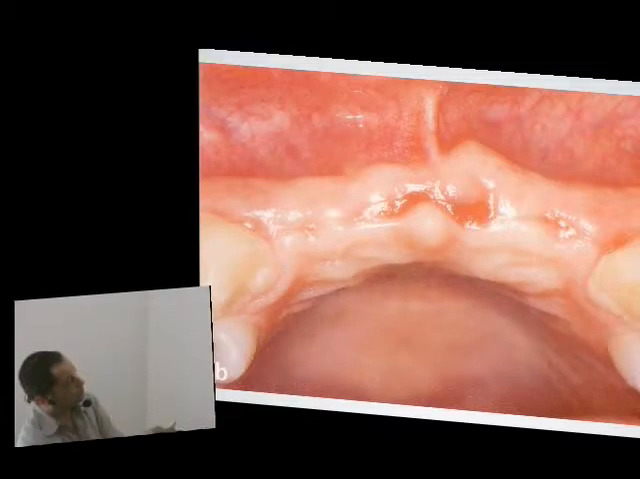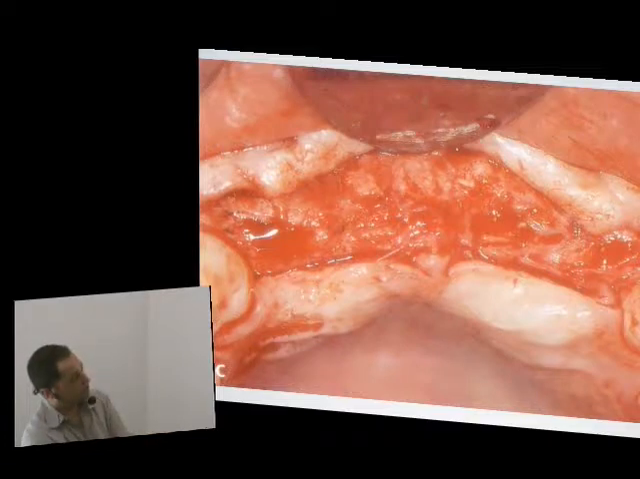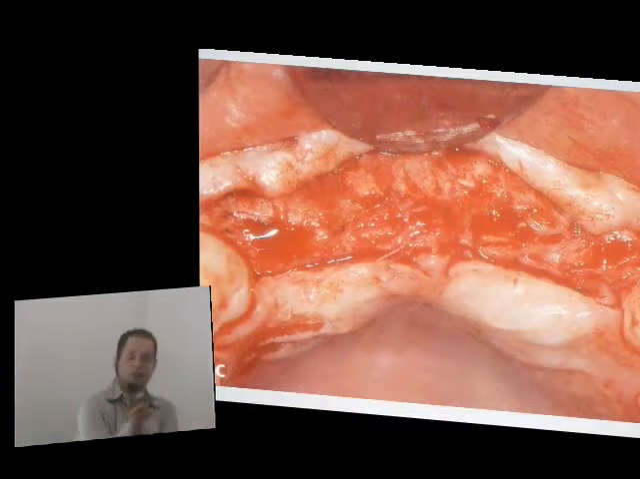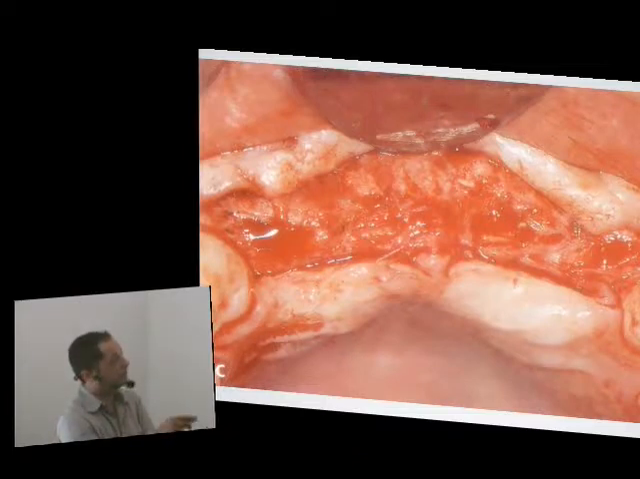When we open up, you can't really see the difference, but I prefer this kind of cut. Just a crestal cut. I don't like to do a relieving incision in the front teeth, because this leaves scar tissue. So it leaves scar tissue, and if he has a high lip line, it doesn't look very nice. Also it gives you a recession if you do a relieving incision here.